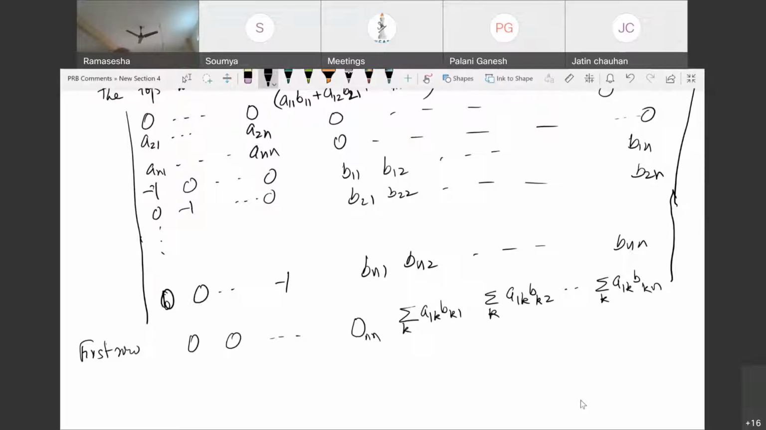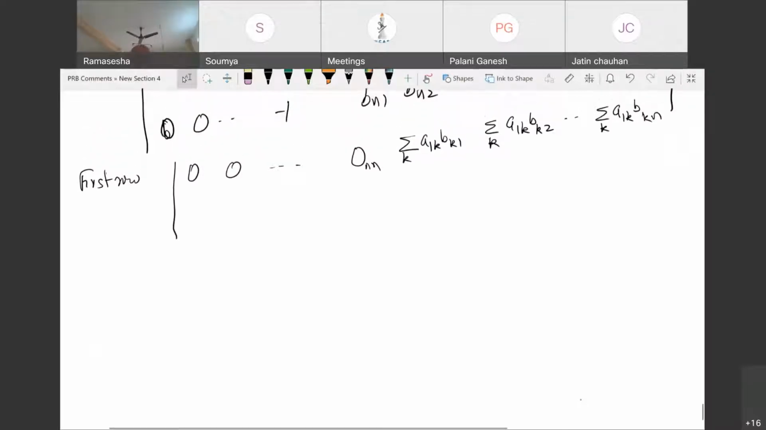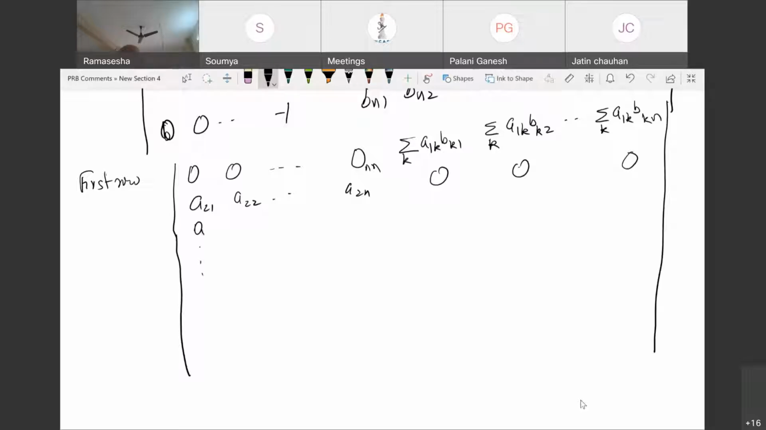So you see that, right? So what are these elements? The first row will be this. And then if I continue like this, then what I will have is the following. I'll have A21, A22 to A2N, then A31, etc., A3N, AN1, etc., ANN. Then all these will be zeros.